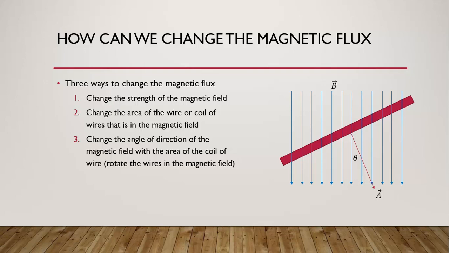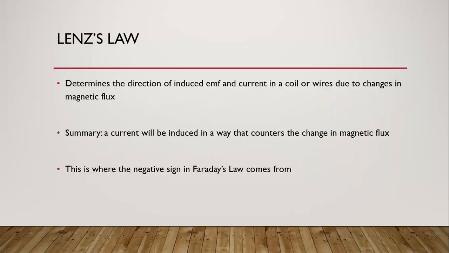The third thing is to change how the loop of wires is oriented with respect to the magnetic field. So change the angle of the direction of the magnetic field with respect to the area of the coils of wire. A good example is to rotate the wires inside of a magnetic field. It happens to work out that for most types of electrical power generation, it's that third way that's actually happening. Now, where does this negative sign come from?